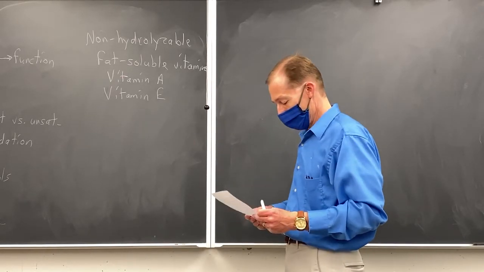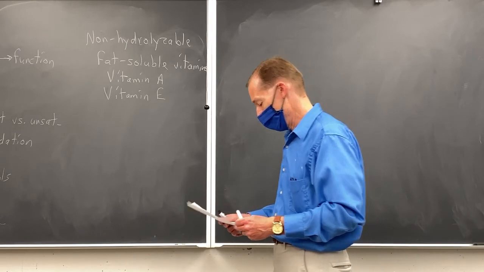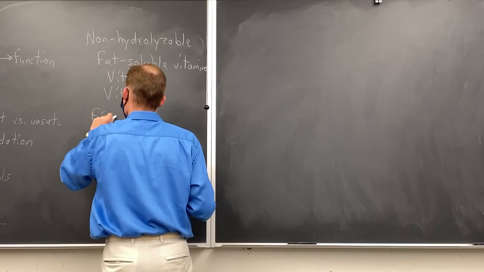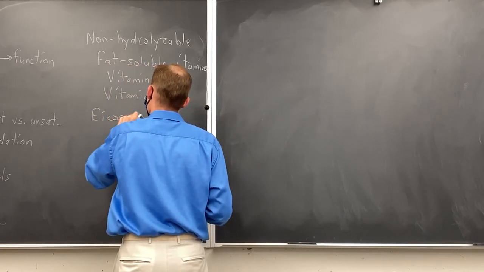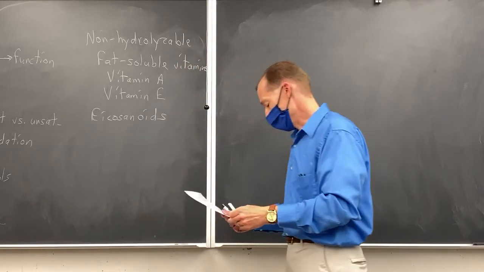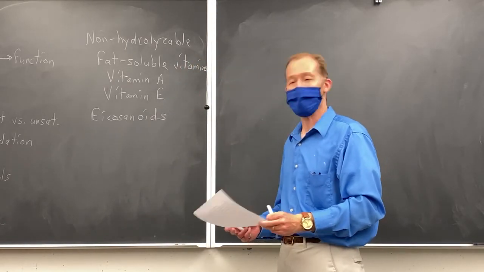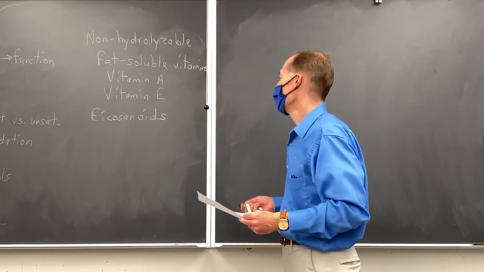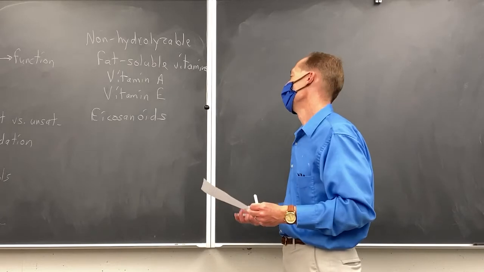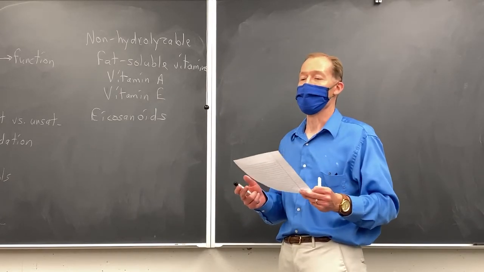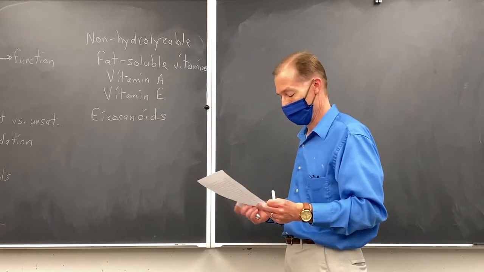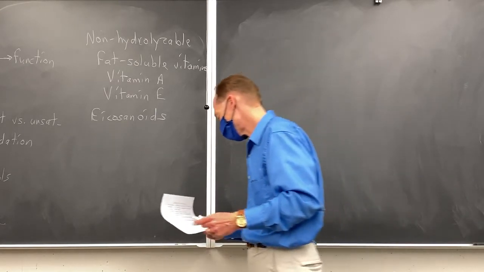Okay? All right, and then eicosanoids, our next class of non-hydrolyzable lipids. Here, the key is just being able to recognize the structures. These are derived from arachidonic acid. They have 20 carbons. There were various classes of them. We didn't really study their structures and functions, but just being able to recognize that they fit in this category.